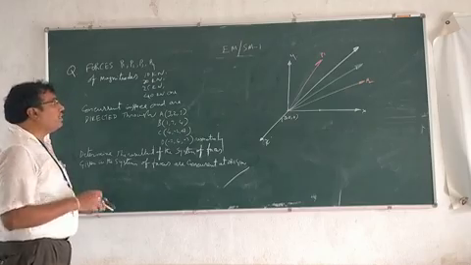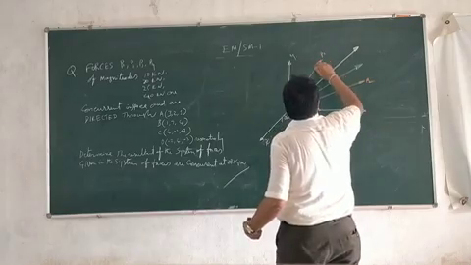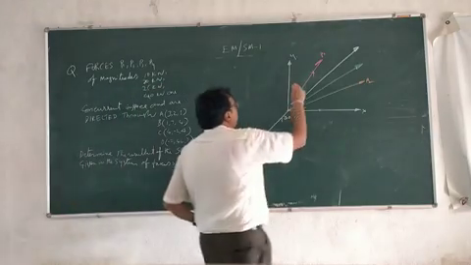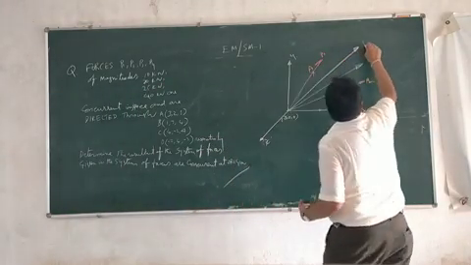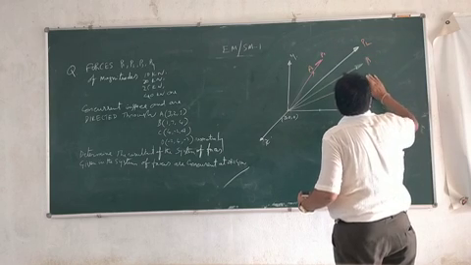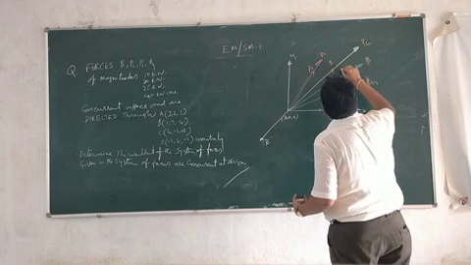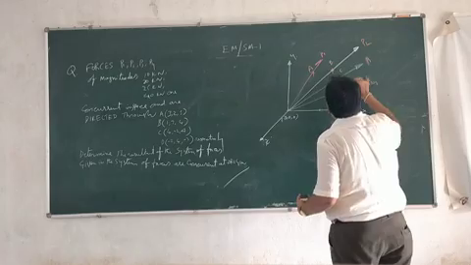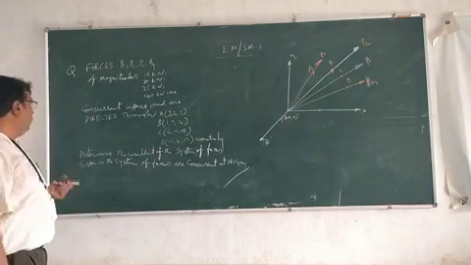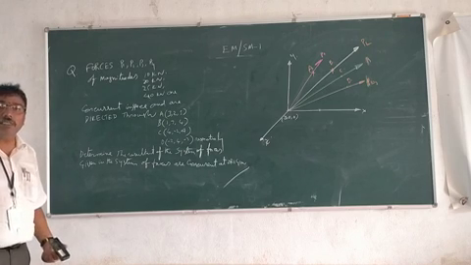They are passing through another point, point A: P1 passes through A. P2, P3, P4 pass through points B, C and D. We should determine the resultant of the system of forces given in the system.